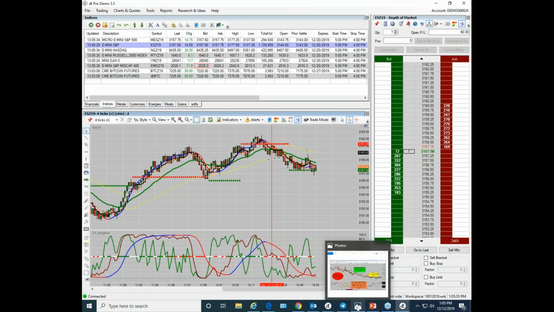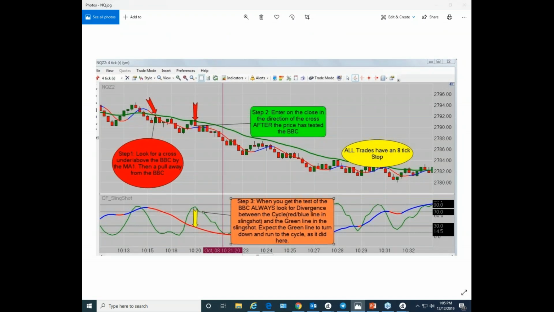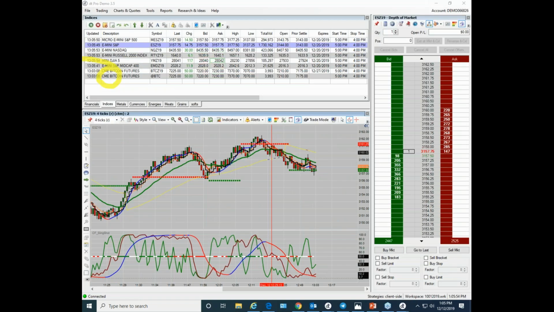So there you go. If you are brand new, here it is, the trade setup in slow motion. We're going to break this down, and then we're going to get into a live market. First order of business is the time frame. We need to get on a 4-tick range chart.